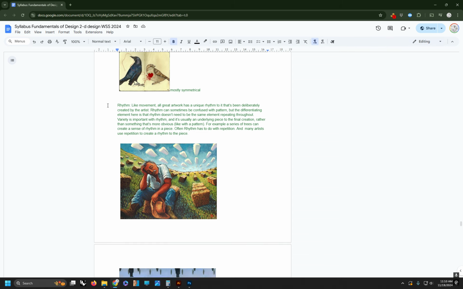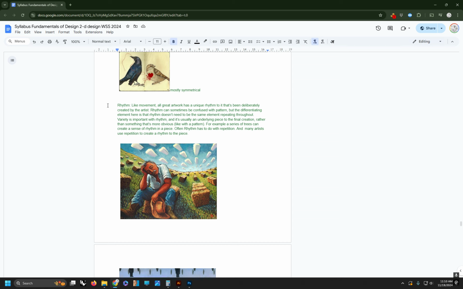Finally, the next sort of thing that we're looking at is rhythm. So like movement, all artwork has a unique rhythm. Rhythm is extremely strange as a way to describe something visual because we associate it with an auditory sense. So I often tell people that it's different than pattern, but it can be a repeating element.